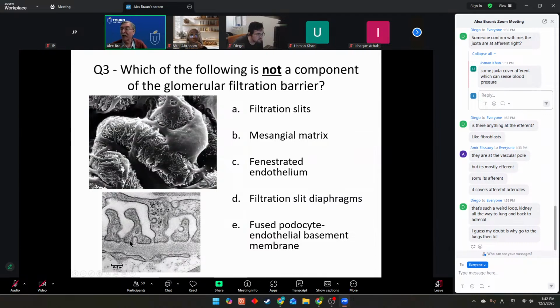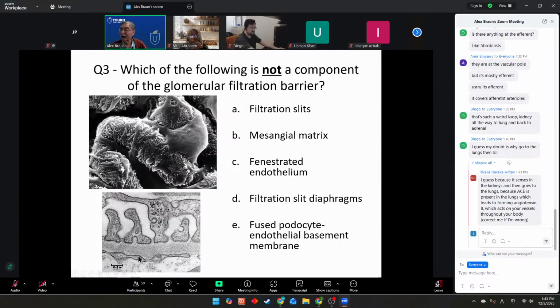And then there's a third part between the endothelial cell and epithelial cell, right? Between endothelium and epithelium is the GBM, glomerular basement membrane, right here. This is the glomerular basement membrane right there. So those are three major parts of the glomerular filtration barrier, the glomerular filter. All those have to be intact for normal glomerular filtration to occur.